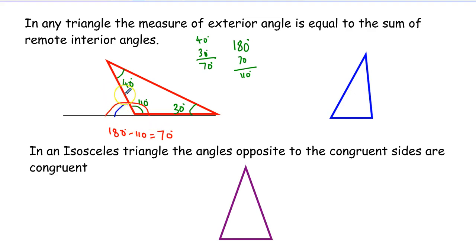So the measure of that exterior angle is equal to 70 degrees. Now for this exterior angle, what are the remote interior angles? Leaving that 110, the other two are the remote angles. That is 40 plus 30, which is 70. That 70 is the same as the 70 here. Even if you extend this side, now this will be the exterior angle.